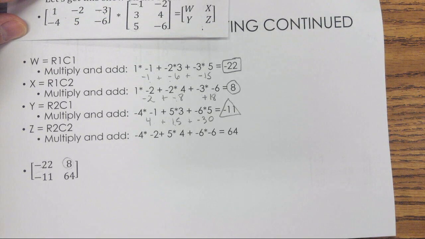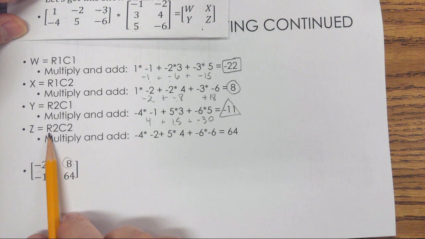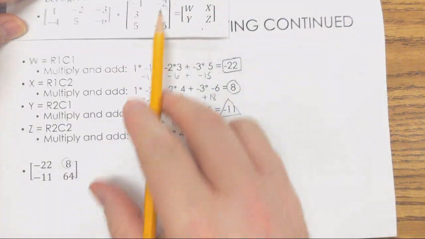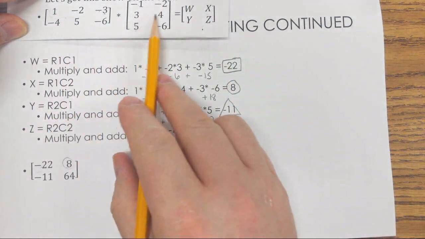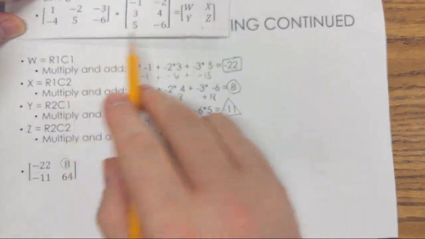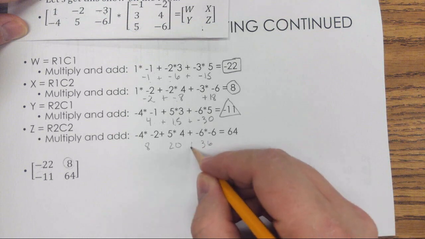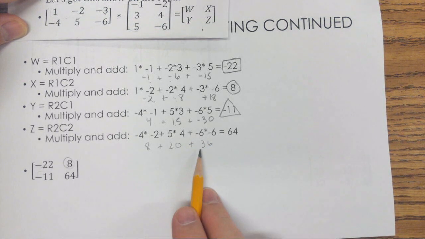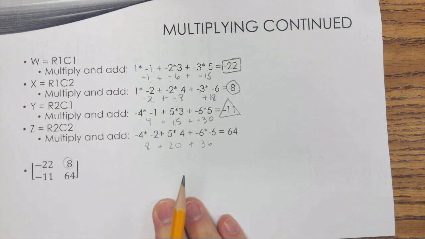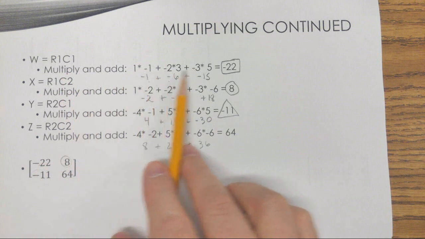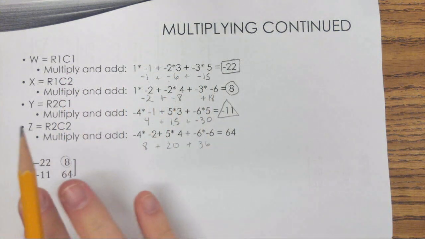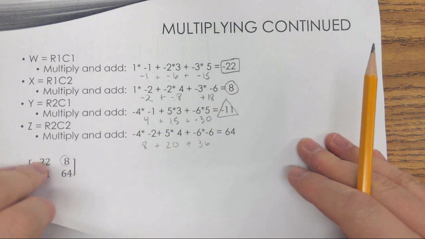Alright. Last one. Row 2 by column 2. -2 times -4 is 8. 5 times 4 is 20. -6 times -6 is 36. 28 plus 36 is 64. There's my last element. Okay? That's how we do it. Row 1 times column 1, multiply then add. Multiply then add. It's all about multiplying and adding.